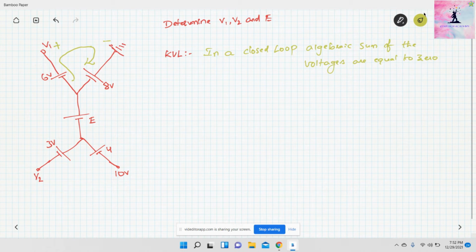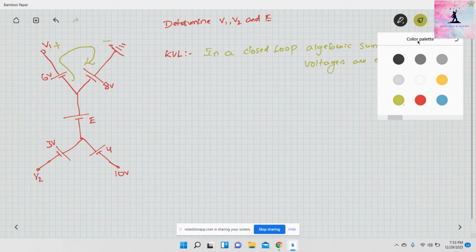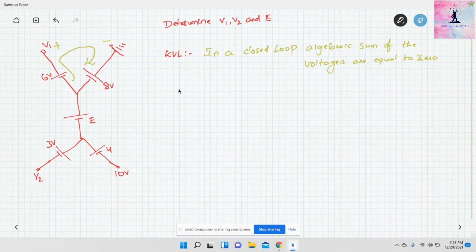In this loop, by KVL, -6 plus V1 plus 8 equal to 0. That implies V1 is equal to -2 volts.